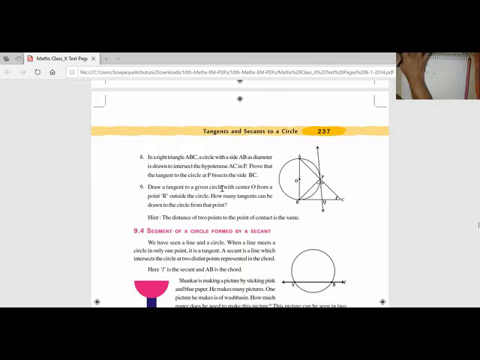Draw a tangent to a given circle with center O from a point R outside the circle. How many tangents can be drawn to a circle from the point? We know two tangents can be drawn. The distance from the point to the two points of contact is the same. We have already done this exercise.